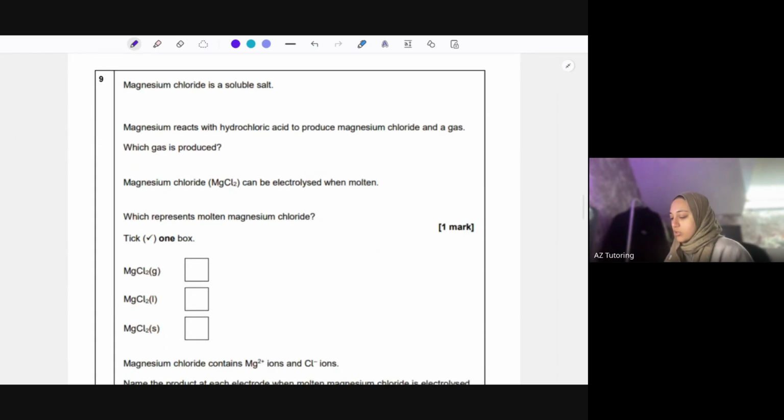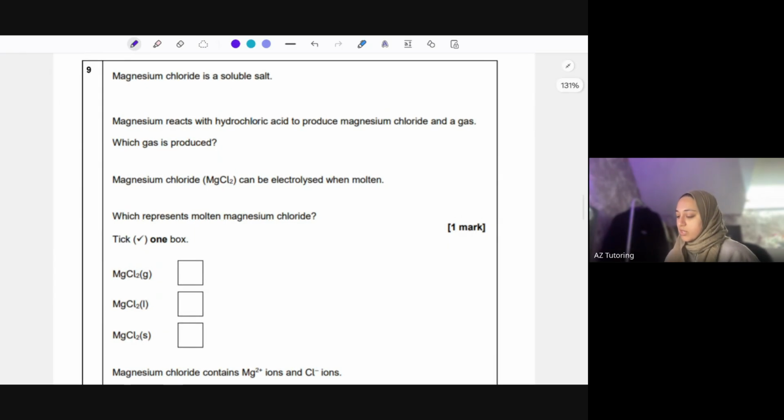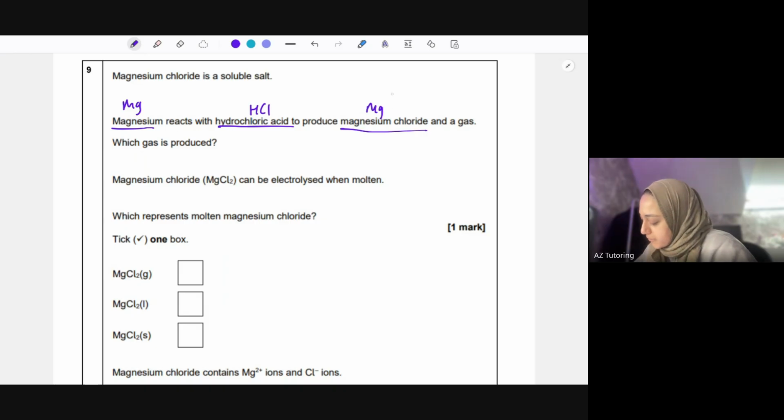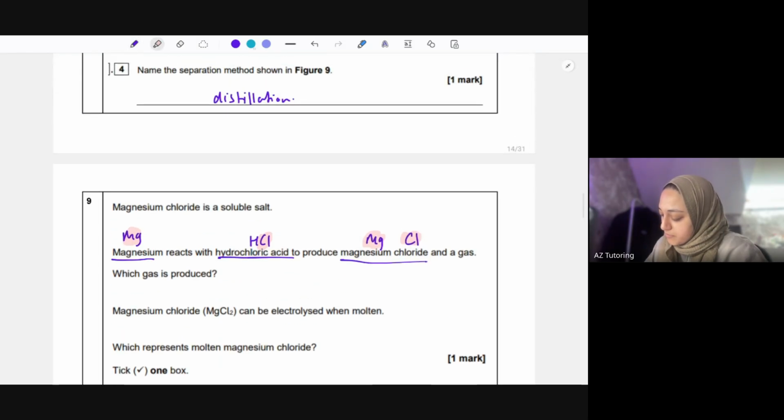Okay, question 9. Magnesium chloride is a soluble salt, meaning it dissolves. Magnesium reacts with hydrochloric acid to produce magnesium chloride and a gas. Which gas is produced? Well, if you've got magnesium reacting with hydrochloric acid, and magnesium chloride is produced, so we've got magnesium there. I'm not going to deal with the atoms right now, I just want to know what's in each. So we've got the magnesium, we've got the chlorine, which is here, so what's left behind is just that hydrogen.